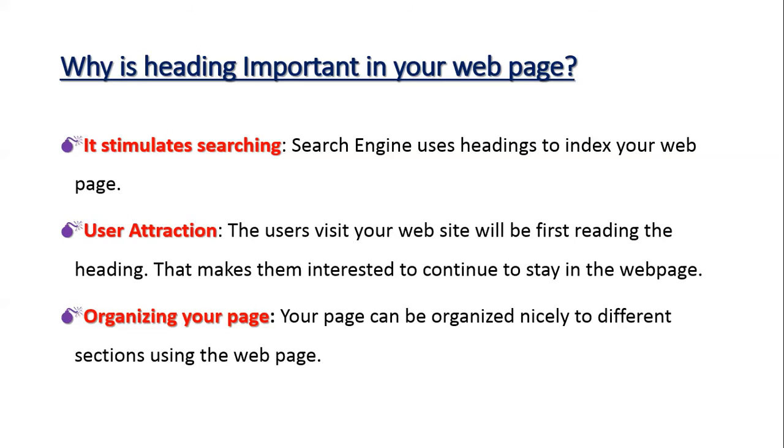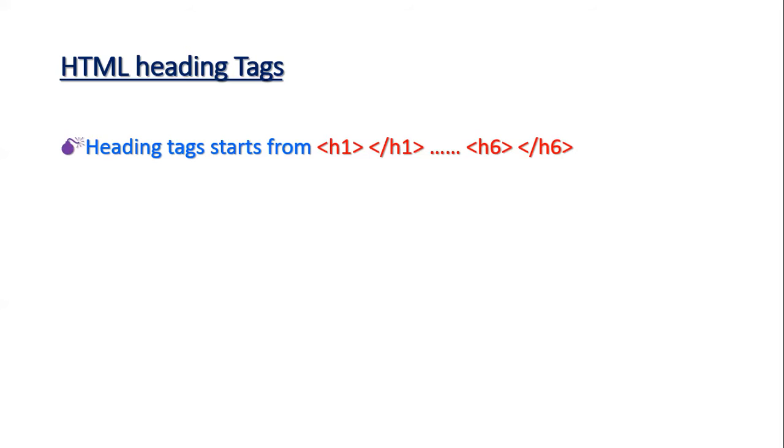Okay, now let's learn how to make the heading. HTML heading tags. So the HTML heading tag starts from h1. It's a container tag, so there will be a closing /h1, and it goes till h6. Okay, h1 to h6. So what is the difference between h1 to h6? They have different sizes.